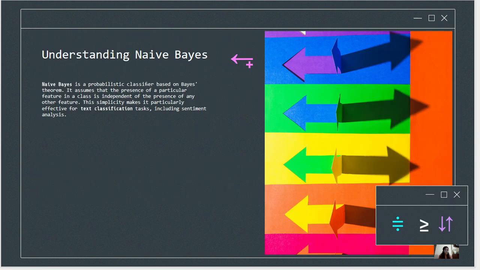Next is understanding the Naive Bayes. Naive Bayes is a probabilistic classifier based on the Bayes theorem. As I said, it is a group of algorithms. It assumes that the presence of a particular feature in a class is independent of the presence of any other features. Means it makes a classification between the features which are distinct from each other. So this simplicity makes it particularly effective for text classification tasks, and one of the applications is sentiment analysis.